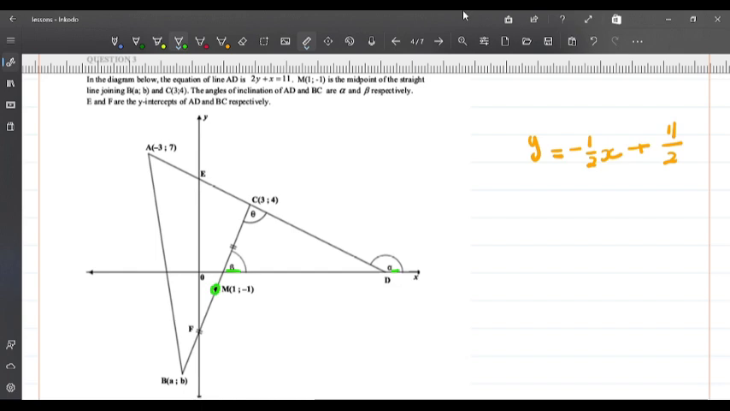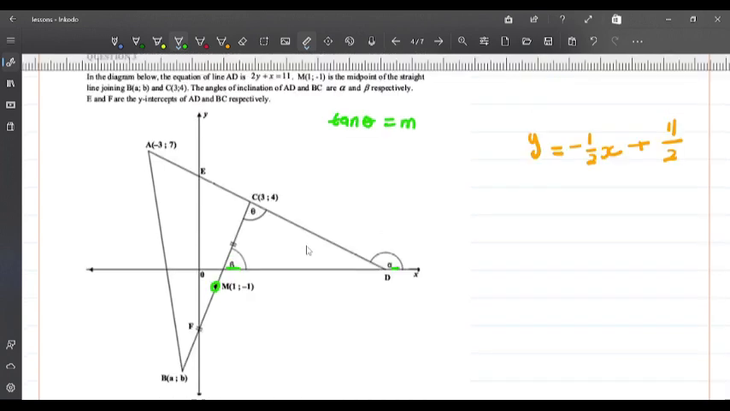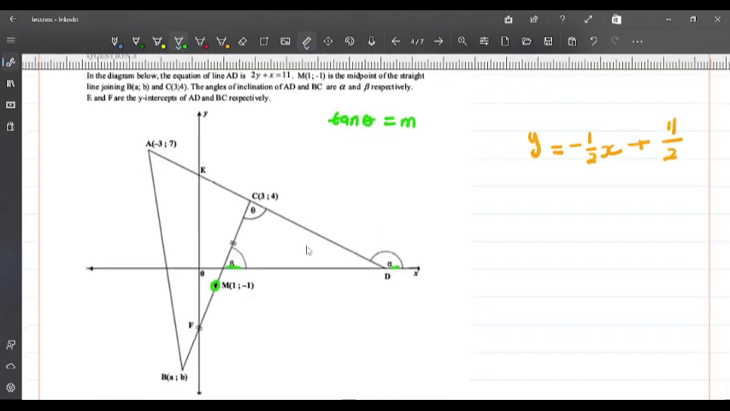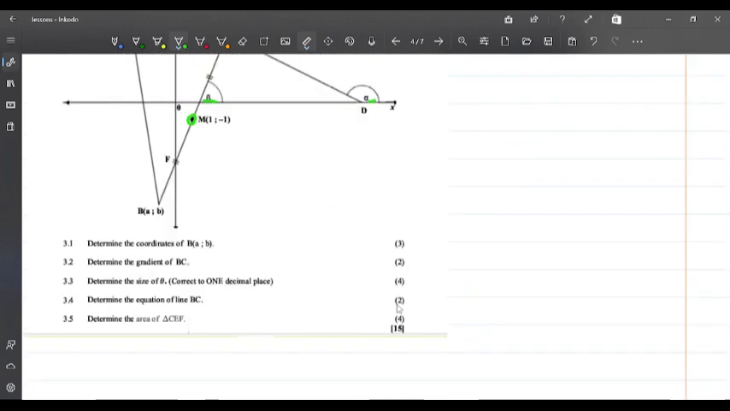And remember, how do we go about calculating our angle of inclination? We're going to make use of the formula whereby we say tan of theta equals m, the gradient of whatever line our angle of inclination is attached to. Now, E and F are y-intercepts, and also A and D. So basically this is what I can get from the information above. Let me see what the questions are requiring from me.